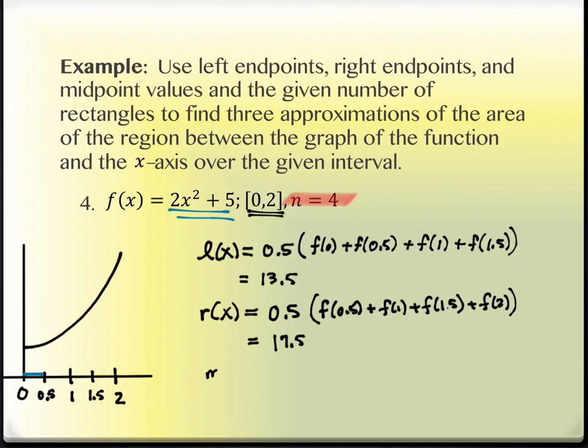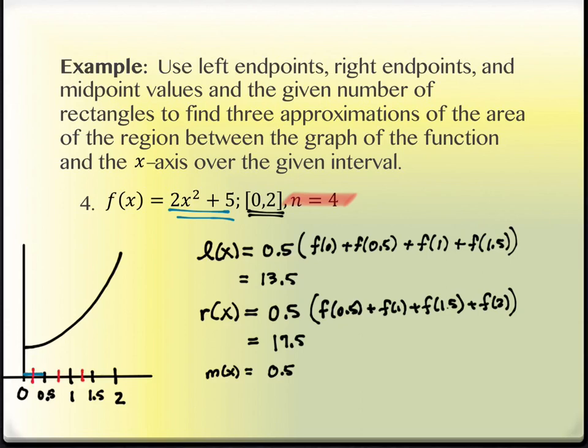The midpoint rectangles are the most interesting. They're the most interesting because they don't use the interval endpoints that I've marked so far. They use the midpoint, right? Now, they still have a width of 0.5. They're still the same width because they're still the same rectangles. They're just measuring the height at a different location on the rectangle. So what I need to do is measure my height halfway in between each of these values.